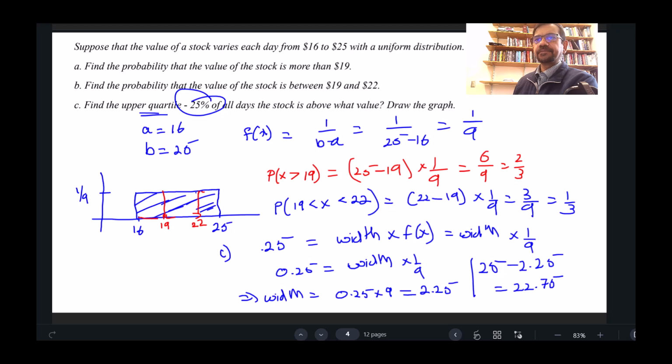So our third quartile is 22.75. And then to draw the graph, this is our 25, this is our 16, this is 1/9, and then we have 22.75 here. And the shaded area would be the upper quartile.